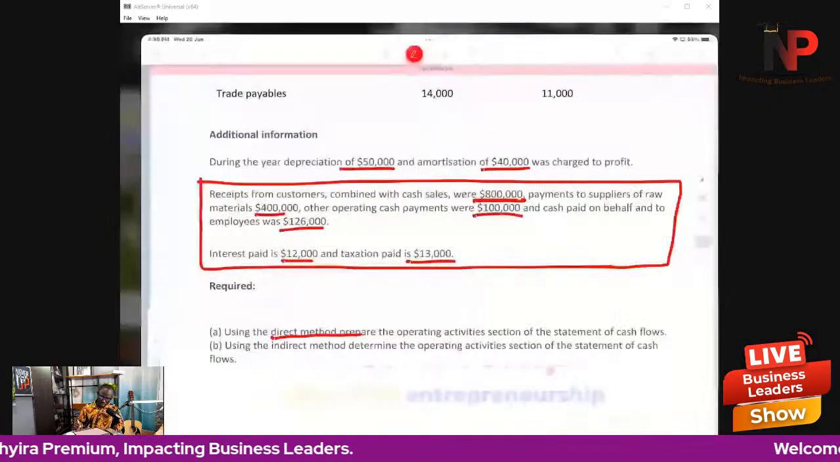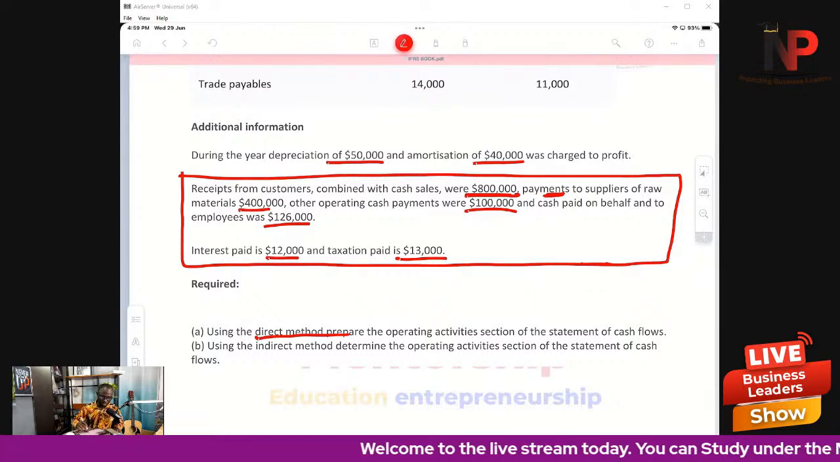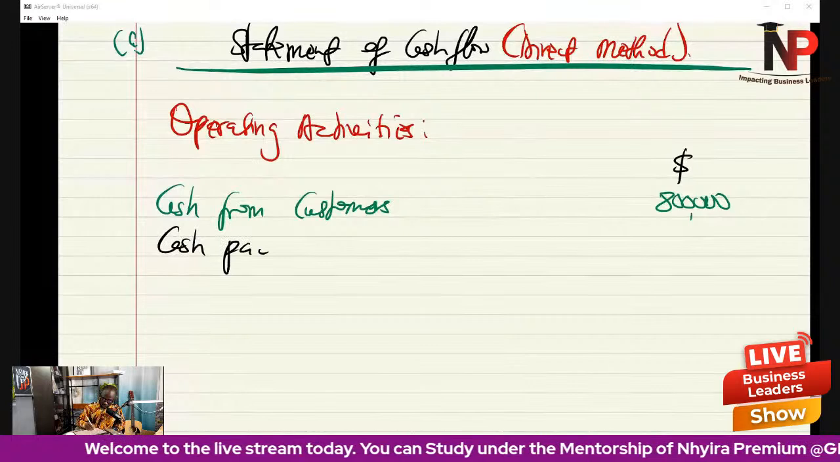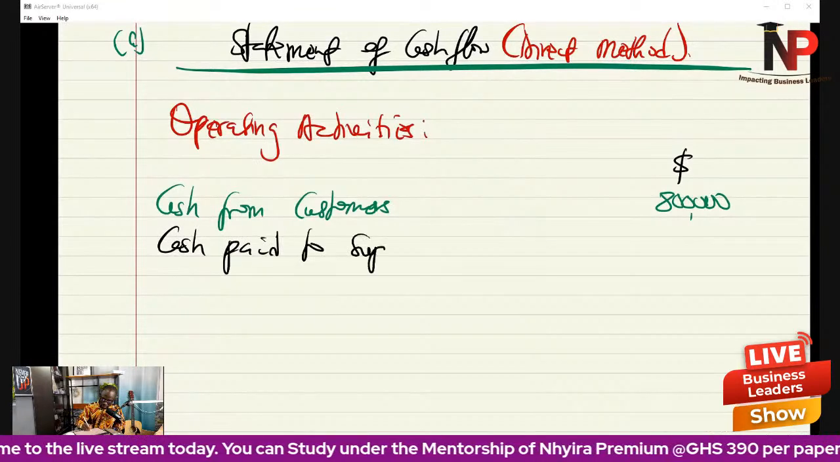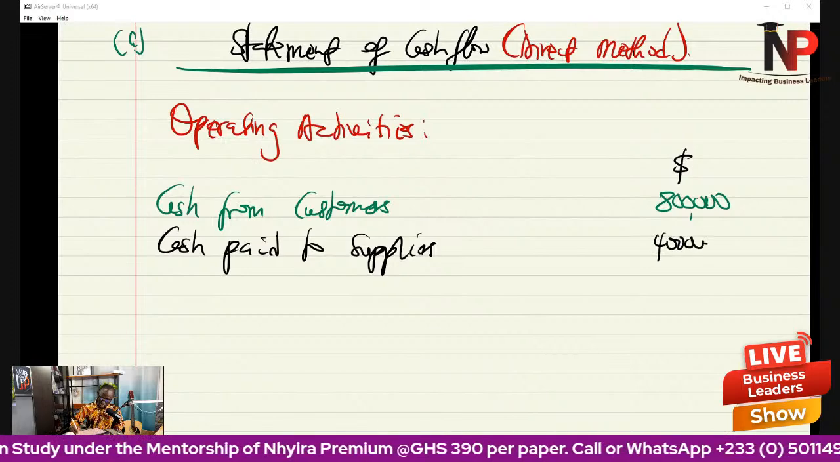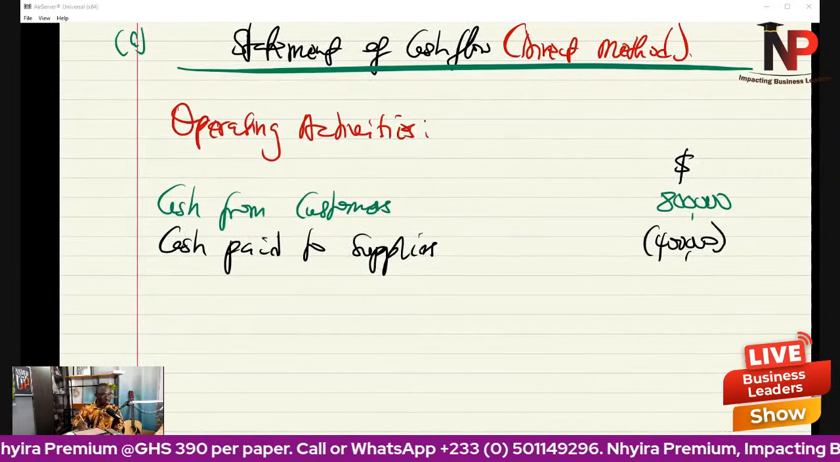Next one, it says payment to suppliers of raw material was 400,000. So we bring that up. Cash paid to suppliers, 400,000. Now that is payment. Money is going out of the business. So we put that in brackets.